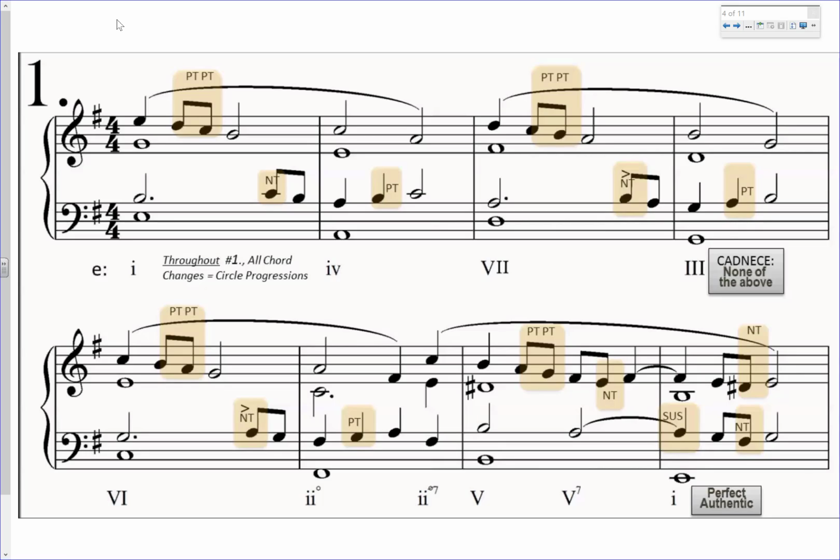Here is this example. Let's take a listen to it. Here's E minor. So hopefully you heard the passing tones, the neighbor tones, and there's a suspension there in the penultimate measure. Let's take a listen one more time.